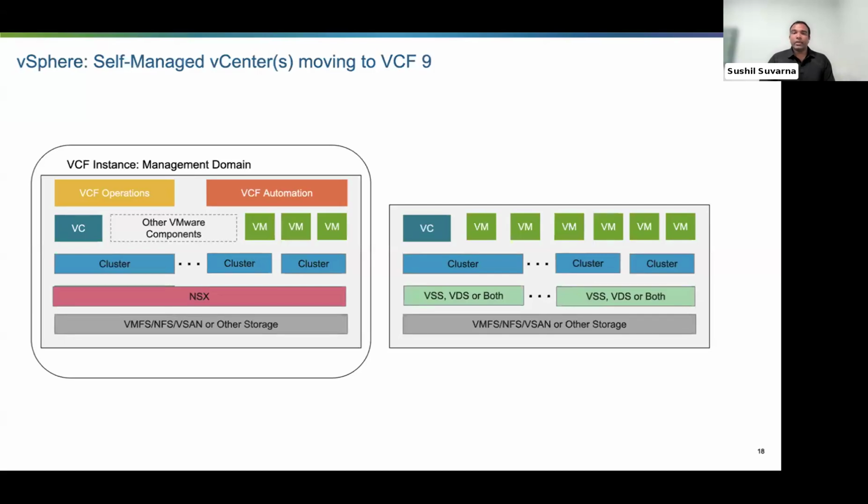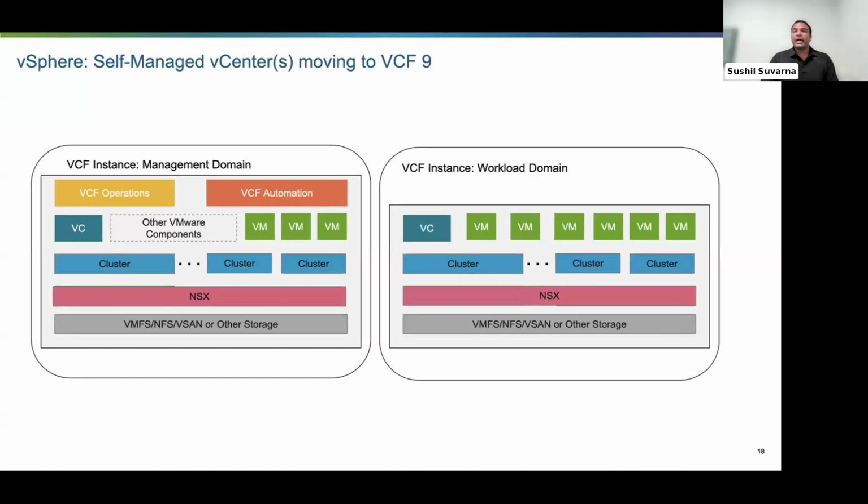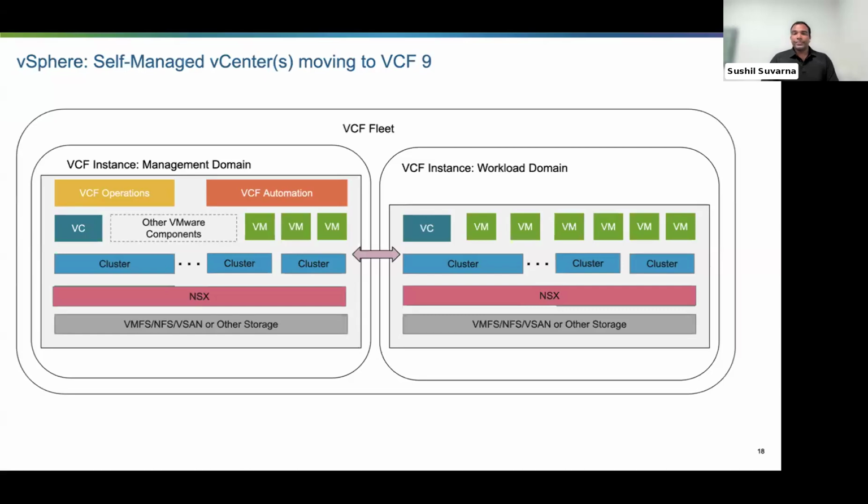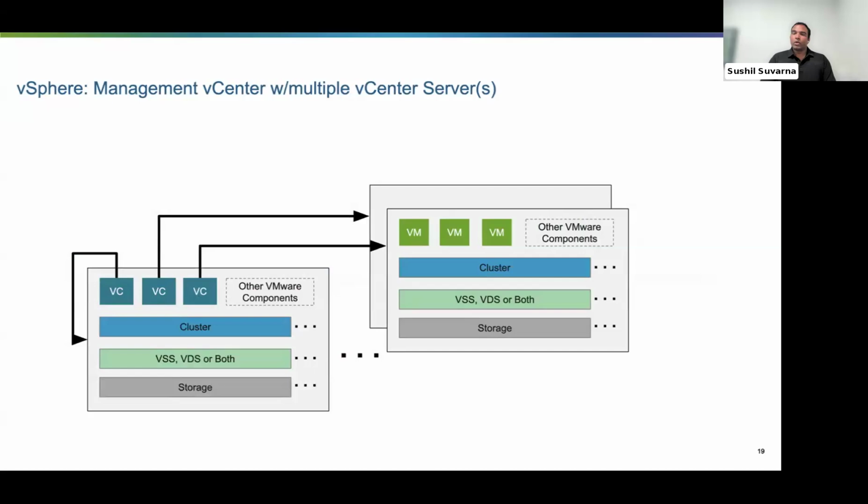Once you do that, you can take your other vCenters and start bringing them in as workload domains. And NSX comes in along with each of those. Once you tie them all together, that now becomes your VCF fleet. So this is the first example of how you take existing topology and components and move it to VCF 9.